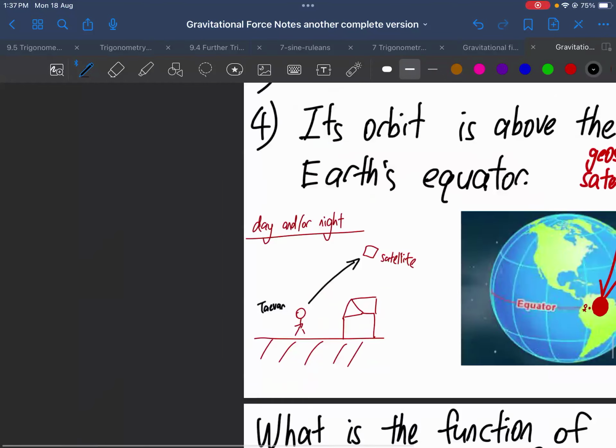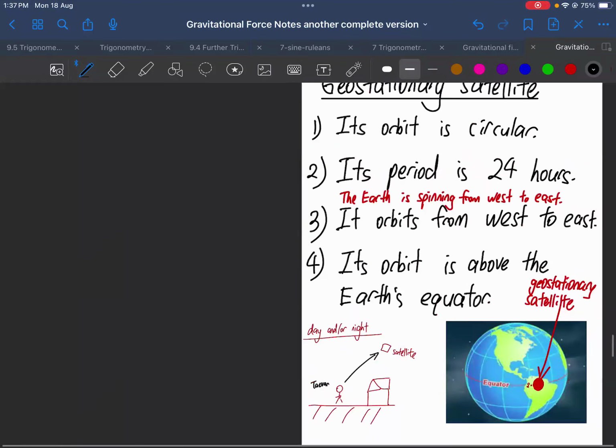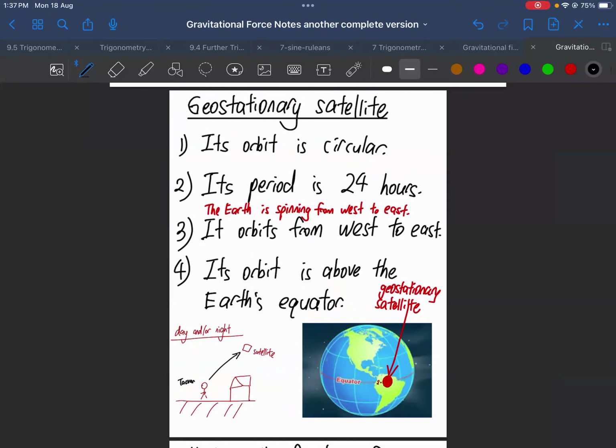Okay, so now there are 4 conditions for you to have a geostationary satellite. Have a look here. The orbit must be circular. It cannot be elliptical. The period must be exactly 24 hours, because when your Earth has made a self-rotation, then the satellite also has made a circle around the Earth.